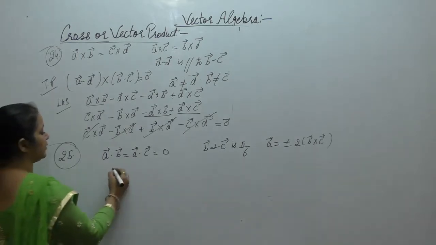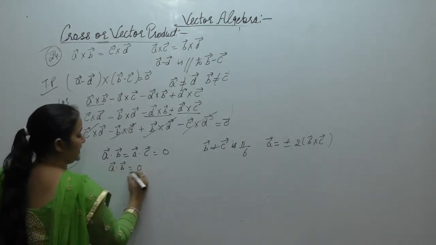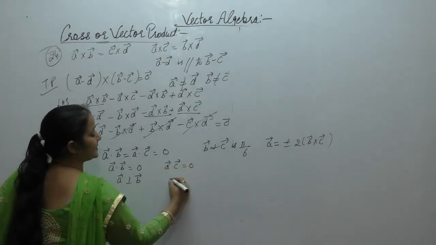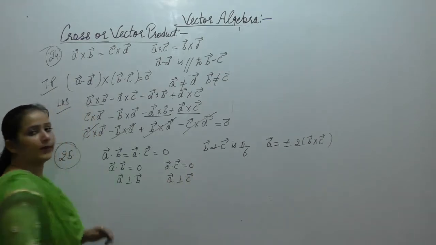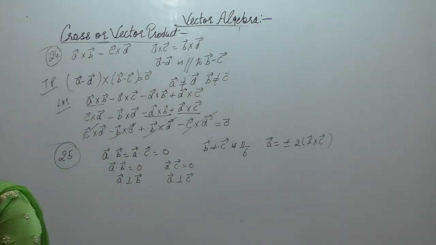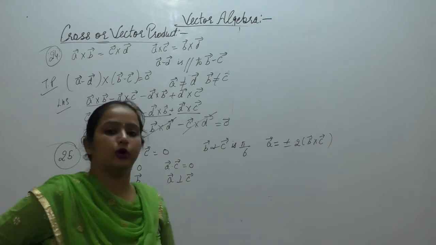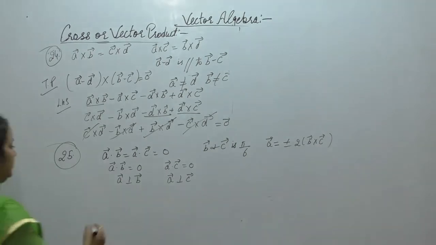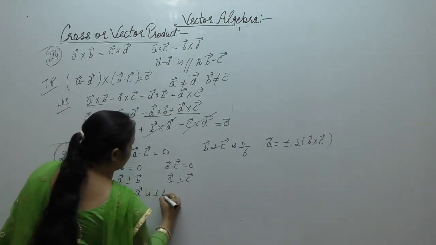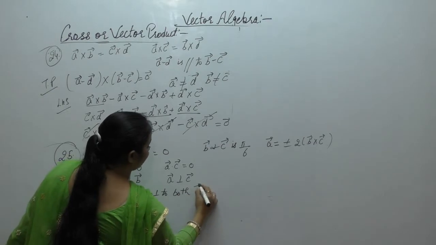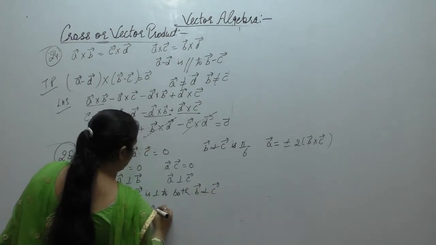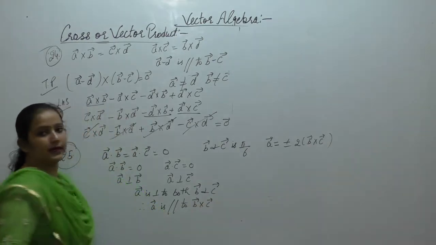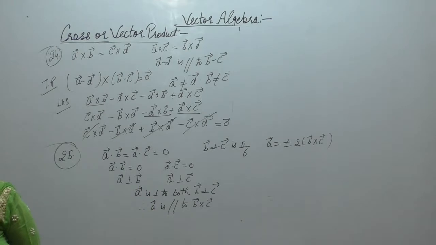A dot B is 0. It means A vector is perpendicular to B vector. A dot C is 0, so A vector is perpendicular to C vector. Now A vector is perpendicular to both B vector and C vector. Therefore, A vector is parallel to their cross product.